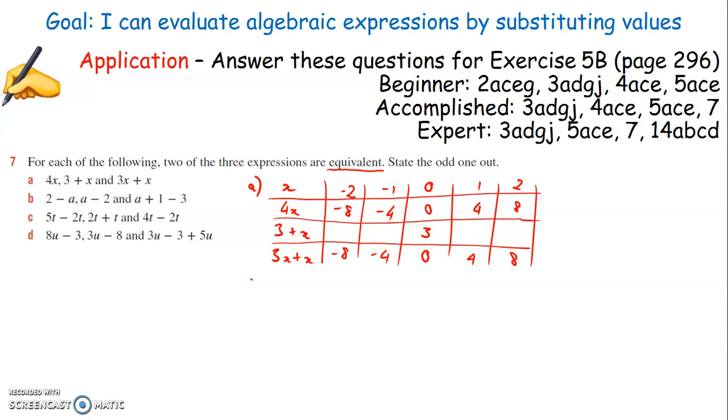Okay, for B, we do the same thing, but this time with the letter A. So we have 2 minus A, and A minus 2, and A plus 1 minus 3.